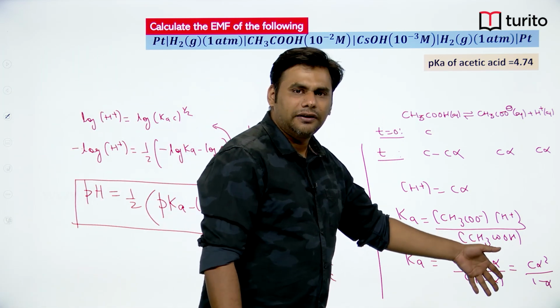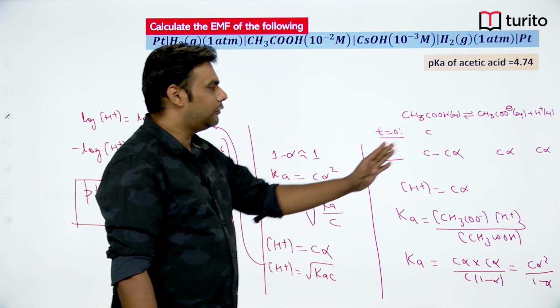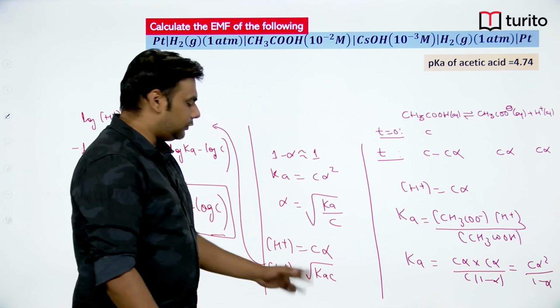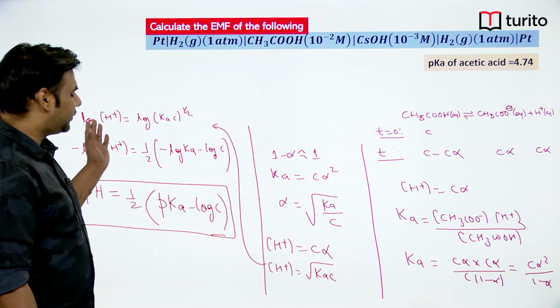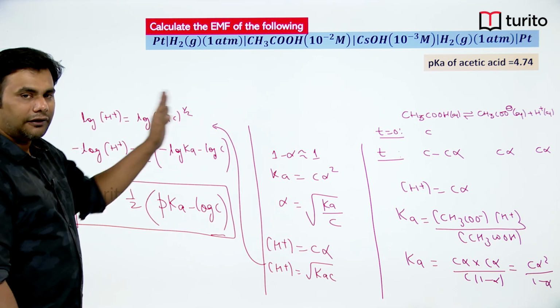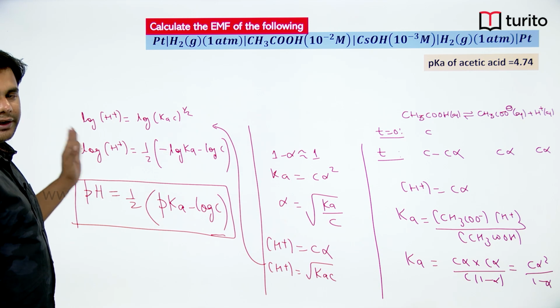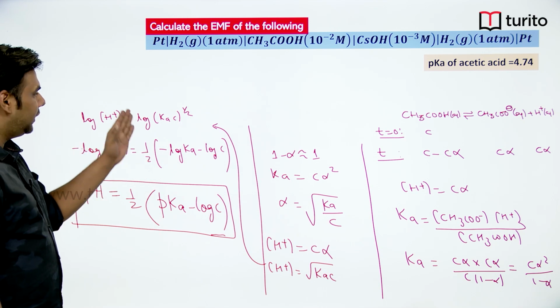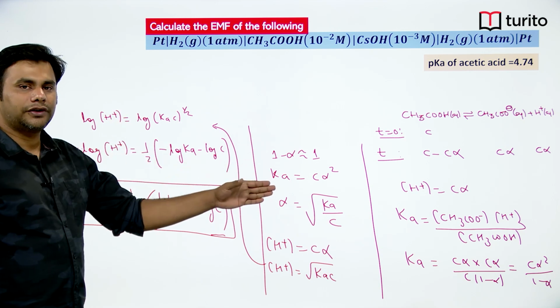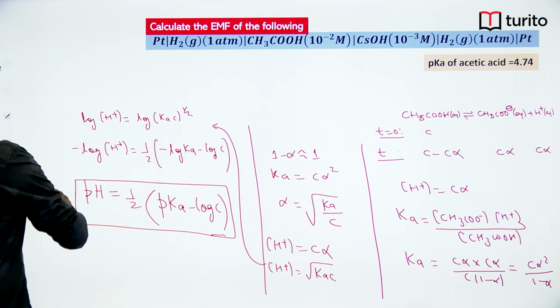So first we are getting the value of Ka, which is C alpha square, for a weak electrolyte. H plus we know was C alpha. So H plus is root of K into C. So we are just taking the log. So log of H plus would be half log of K into C. So this half will come out. Then we are taking minus on both the sides. So this will become minus log of H plus, half we have taken outside, minus log of K minus log of C, minus log of K is pKa and minus log of C. So this is the formula.